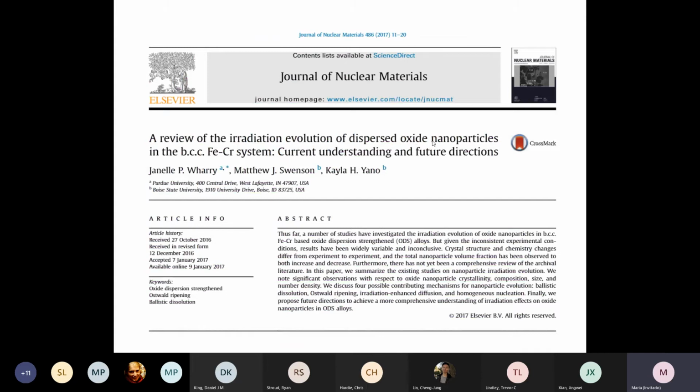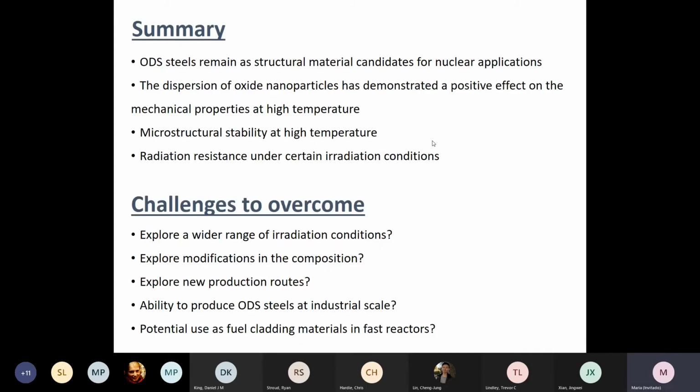And to wrap up, I would like to make a summary so far. ODS steels have remained and still remain as structural material candidates for nuclear applications. The presence of this induced dispersion of oxide nanoparticles has really demonstrated a positive effect on both the mechanical properties and the microstructural stability at high temperature. And they have shown radiation resistance, at least under certain irradiation conditions.